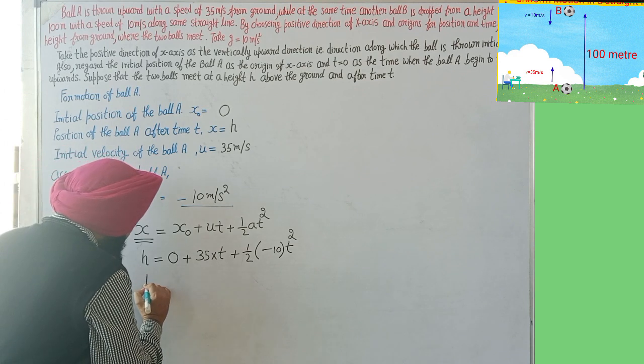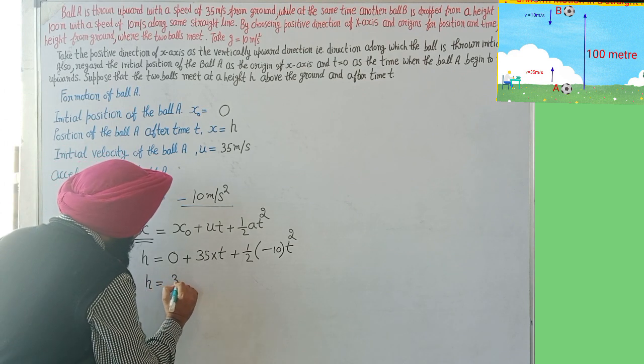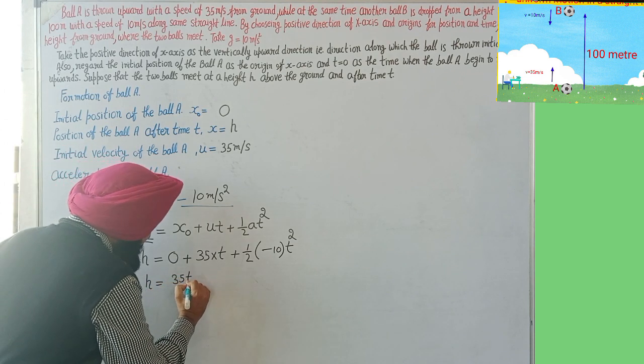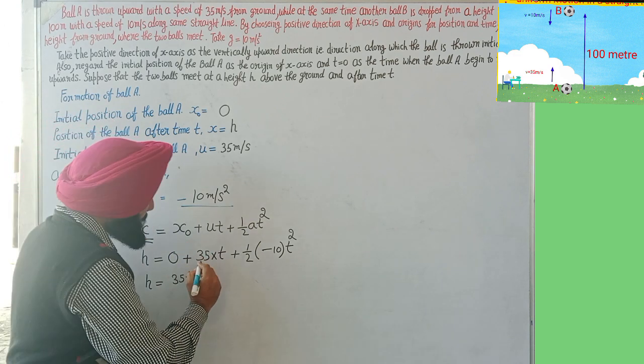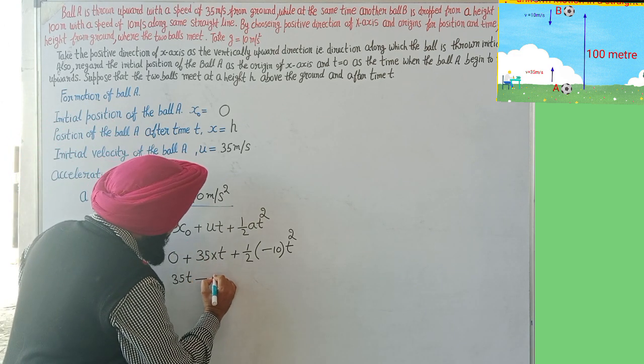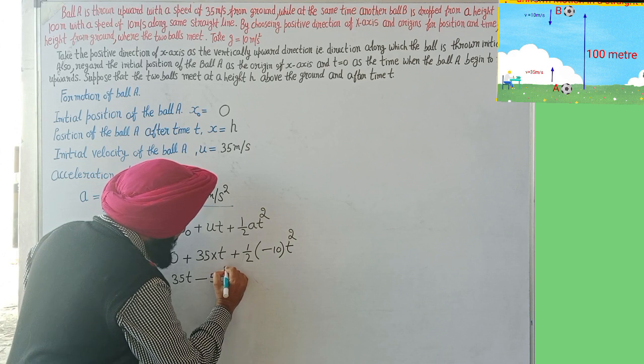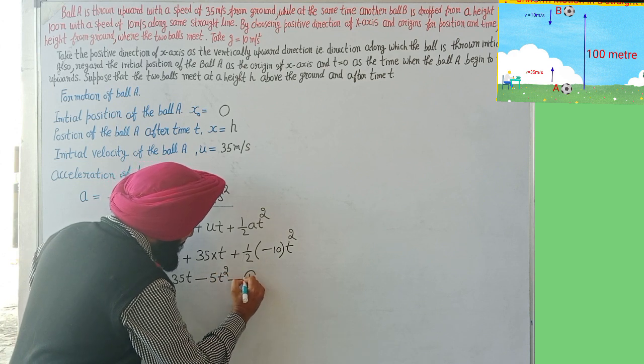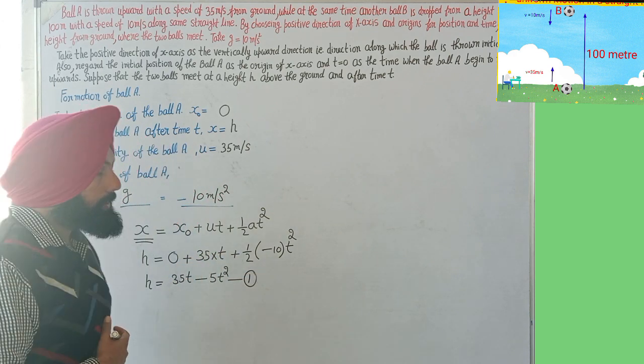So h equal to 35t minus 5t square. This is equation number 1. I consider it.